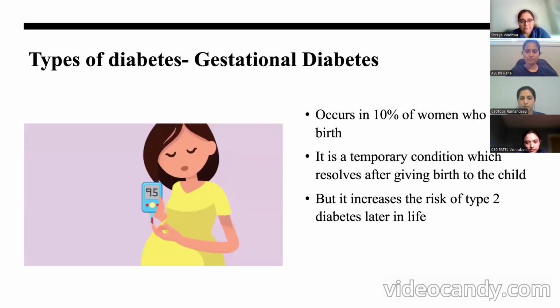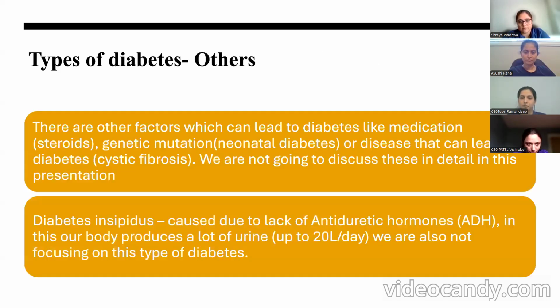Over to Vishnu now. Okay, so now let's discuss the types of diabetes. Gestational diabetes occurs in 10% of women who give birth. It is a temporary condition which resolves after giving birth to the child, but it increases the risk of type 2 diabetes later in life.